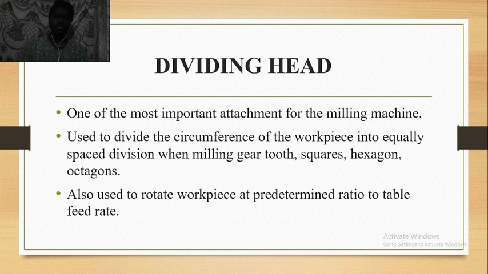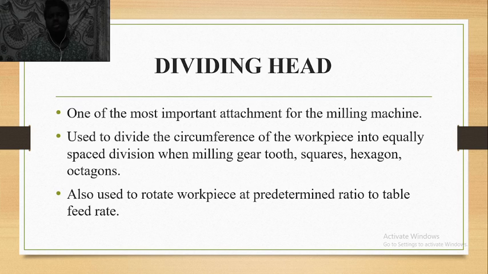So the dividing head is one of the most important attachments for milling machines, and it is used to divide the circumference of the workpiece into equally spaced divisions when milling gear teeth, squares, hexagons, octagons, etc. By equally spaced divisions, I mean that if we take a round workpiece and divide it into, for example, 40 segments, this is called equally spaced divisions. It is also used to rotate the workpiece at a predetermined ratio to the table feed rate.